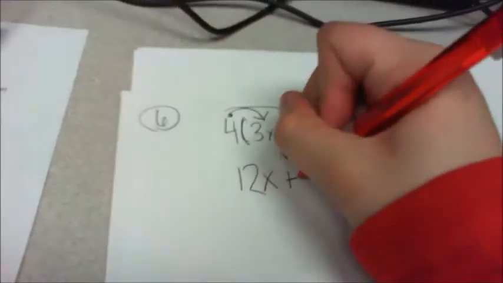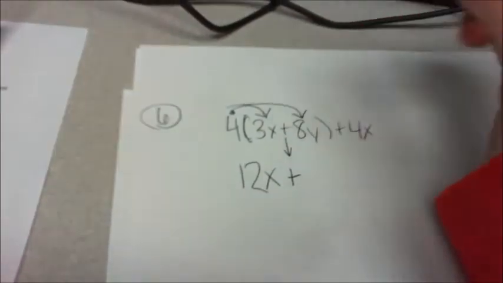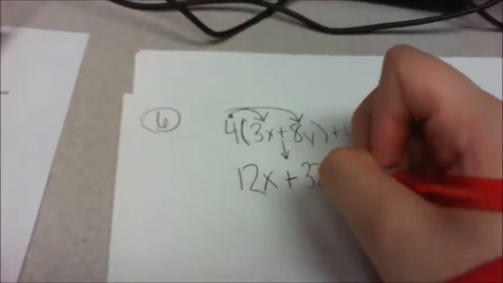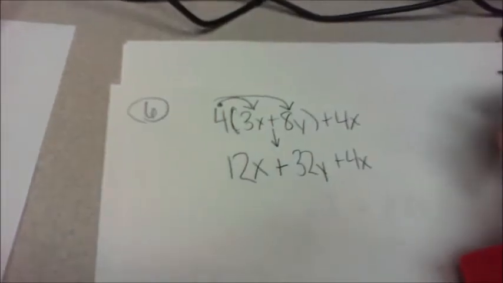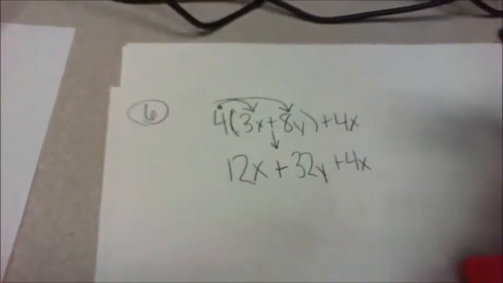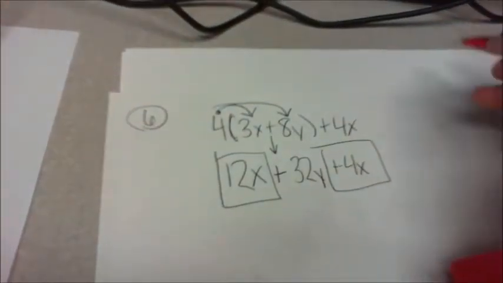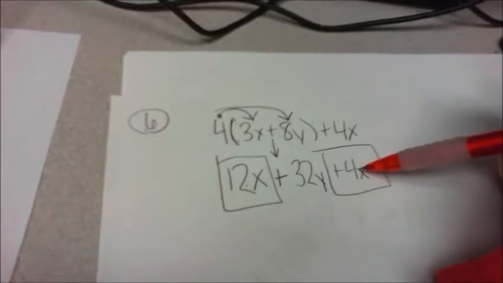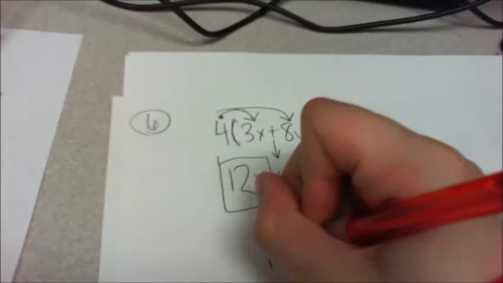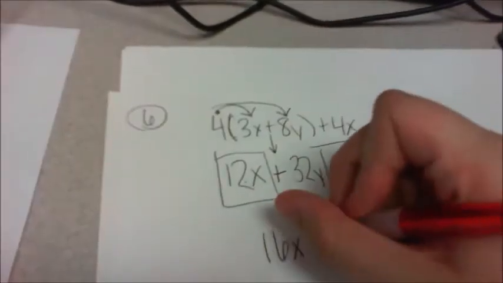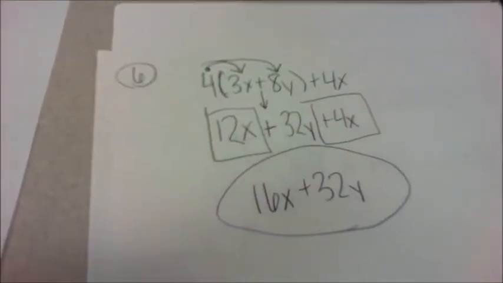Bring down the plus sign. 4 times 8 is 32, keep your y attached, and then bring down the plus 4x. Now we can find the terms that are alike so we can simplify this. The terms that are alike will be our x's. So 12 plus 4x. 12 plus 4 is 16x plus 32y is our simplified expression.